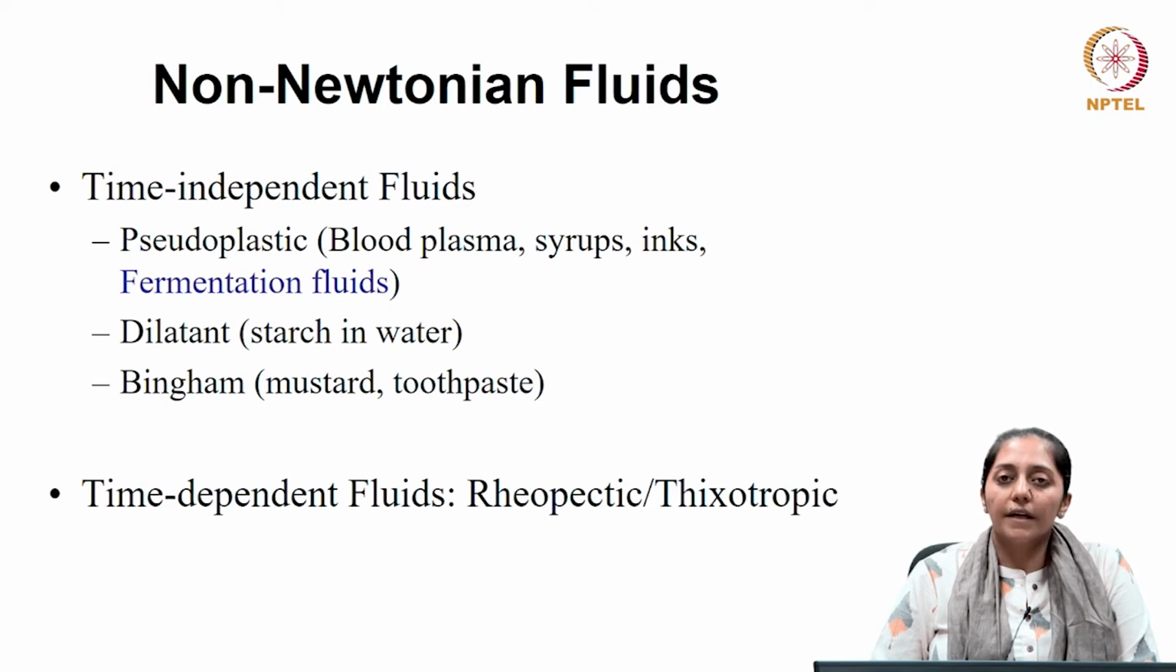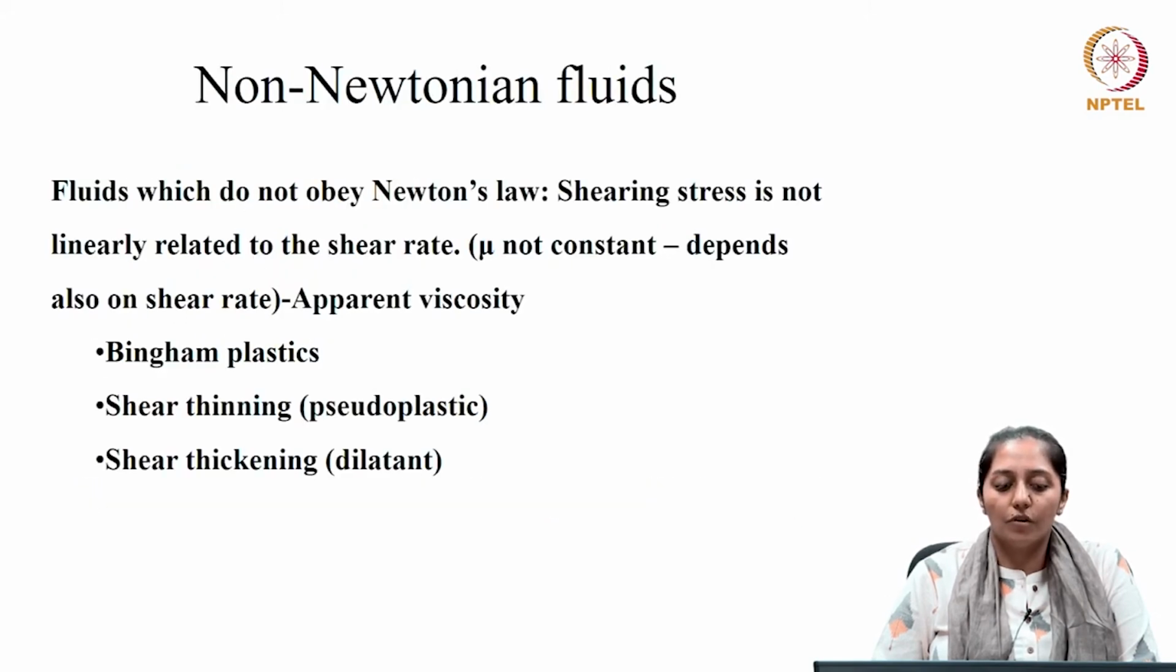These all come under time independent fluids, which means their viscosity is time independent. But there are certain non-Newtonian fluids whose viscosity is time dependent. These can be further classed into being rheopectic or thixotropic. So fluids which do not obey Newton's law, which means shear stress is not linearly related to the shear rate, have a viscosity, mu, that is no more constant and depends on the shear rate. This is called apparent viscosity.